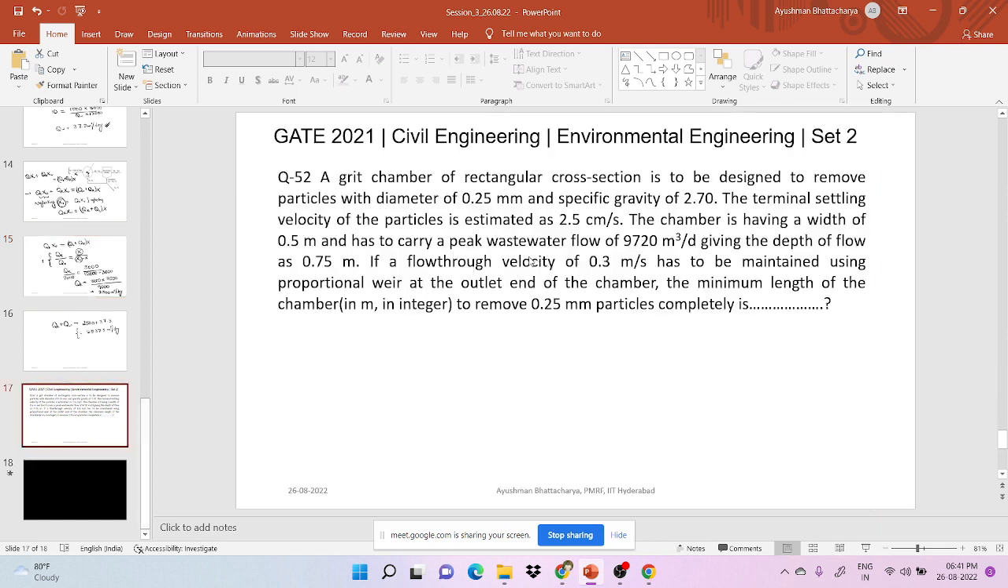A grit chamber of rectangular cross section is to be designed to remove particles with diameter of 0.25 mm and specific gravity of 2.70. The terminal velocity of particle is estimated as 2.5 cm per second. The chamber is having a width of 0.5 meter and has to carry a peak wastewater flow of 9,720 m3 per day, giving the depth of flow as.